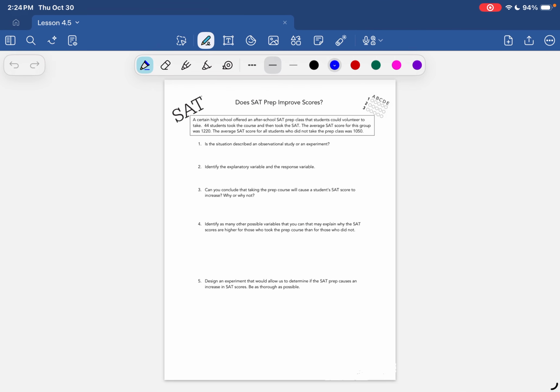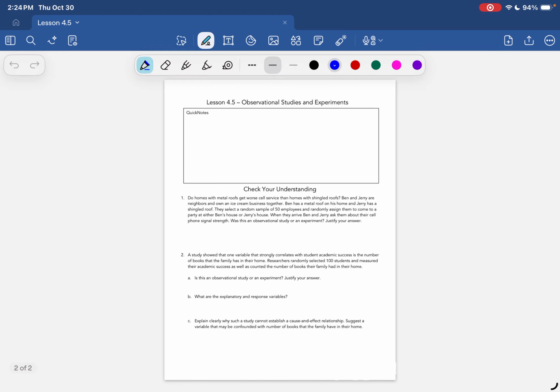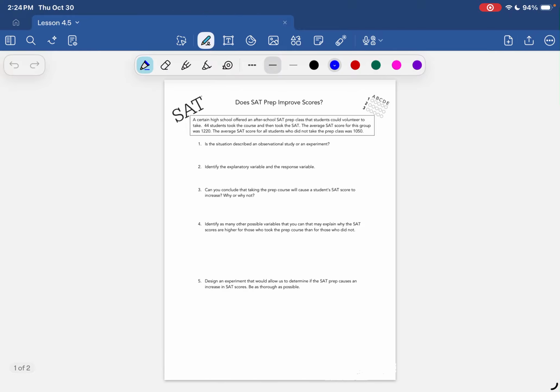All right, hey everyone. So this is your lecture for the next lesson, lesson 4.5. And what we're going to be talking about today are observational studies and experiments. We're going to get to the quick notes there with your learning targets and what you need to have known for this. But first, let's talk about this whole scenario here.